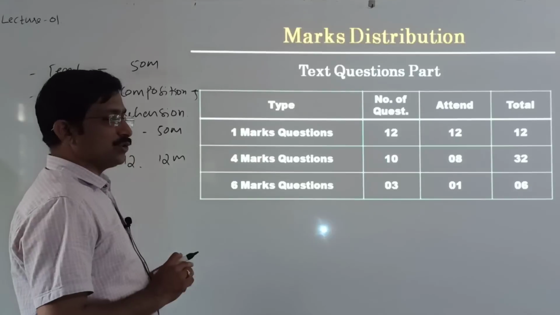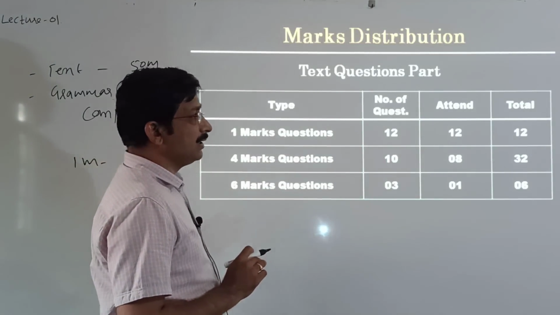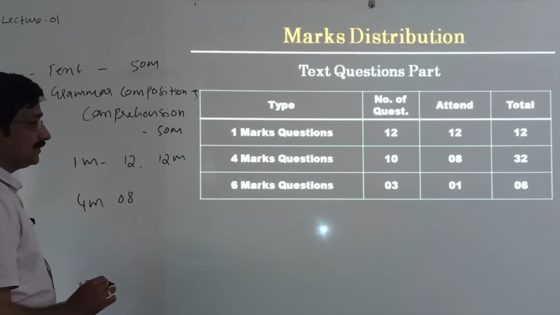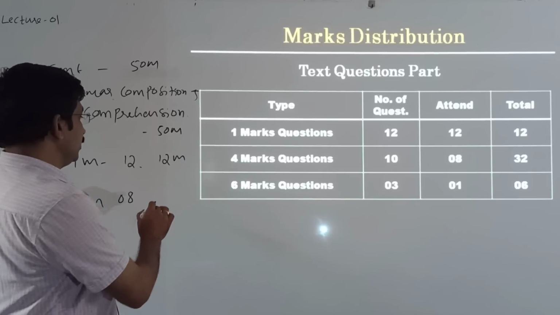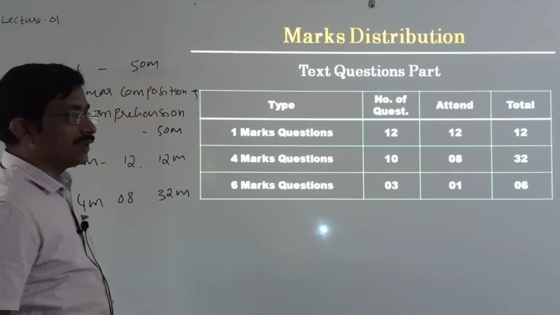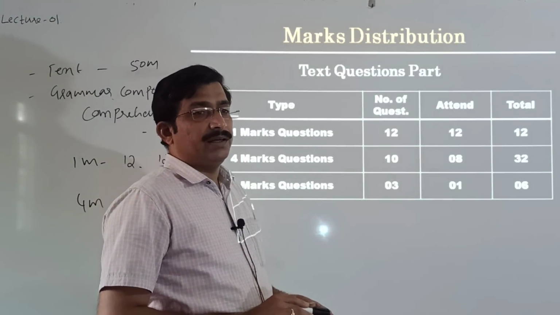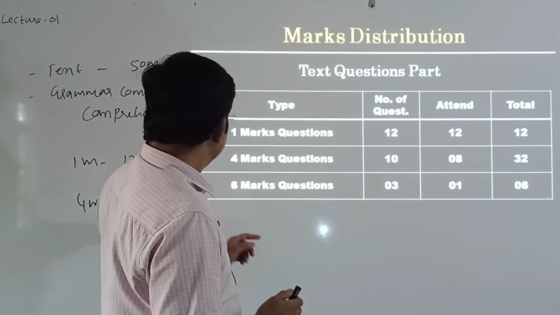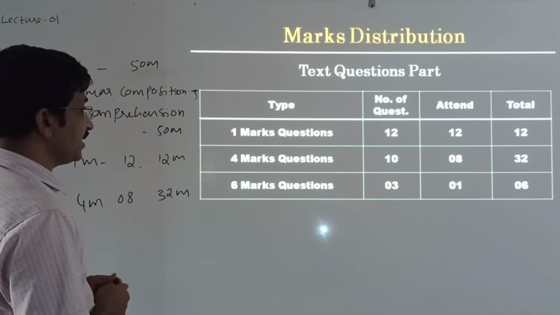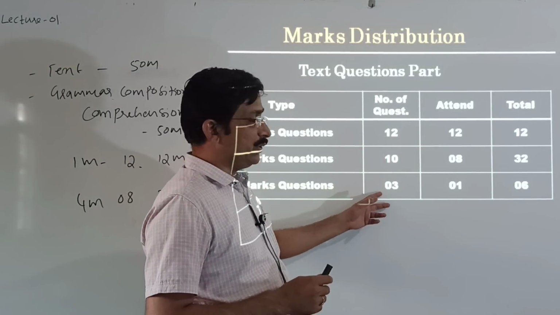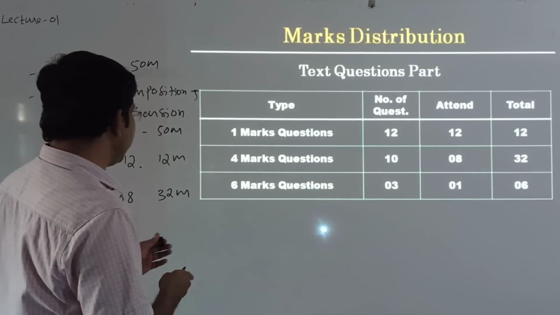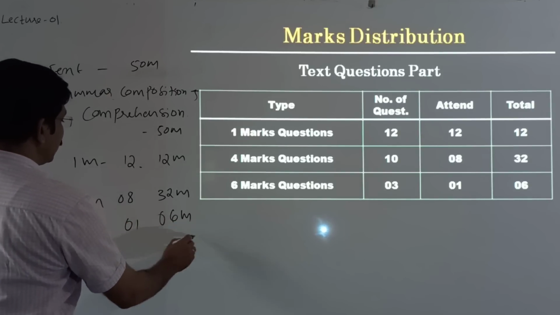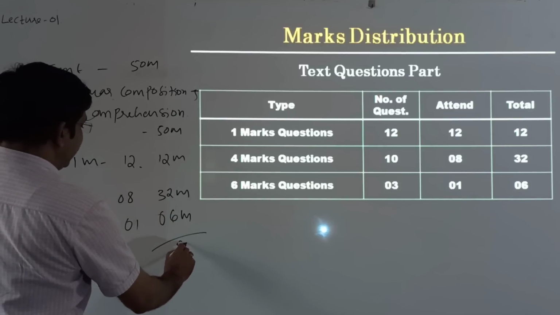Next, 4 mark questions. Total questions will be 10. Out of 10 we have to write 8. So it is of 32 marks, with one condition: out of 8, at least 2 questions from poetry. And next, 6 mark questions: there will be 3 questions, we have to write 1, and the total is 6 marks. So it is of 50 marks.